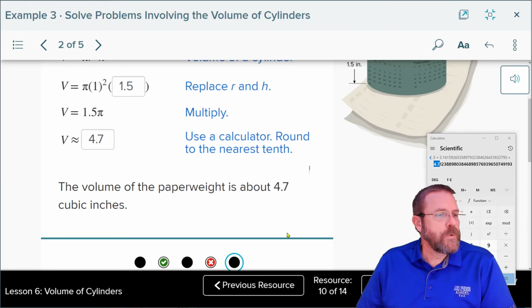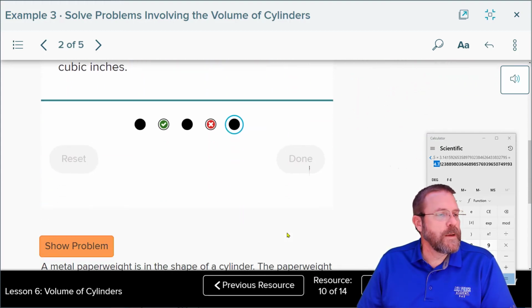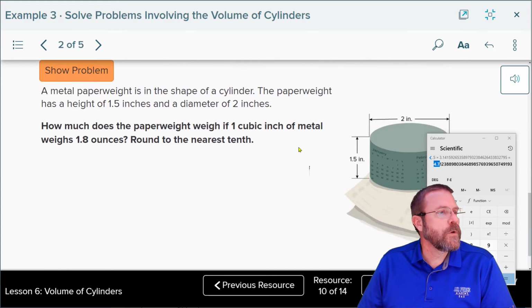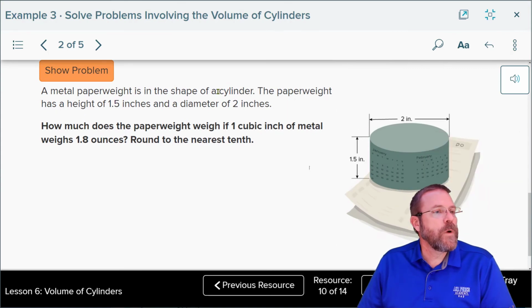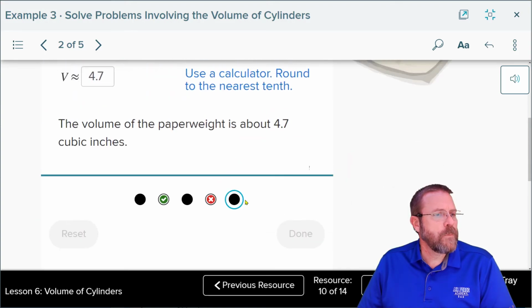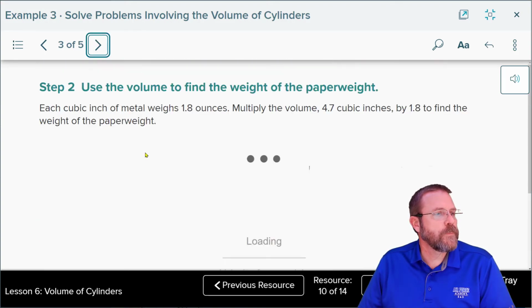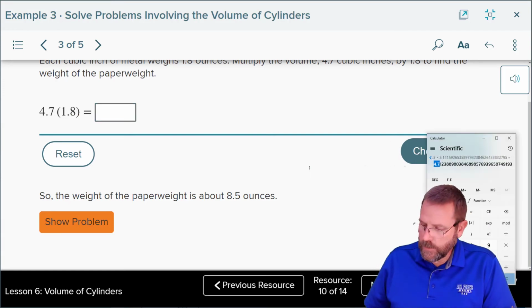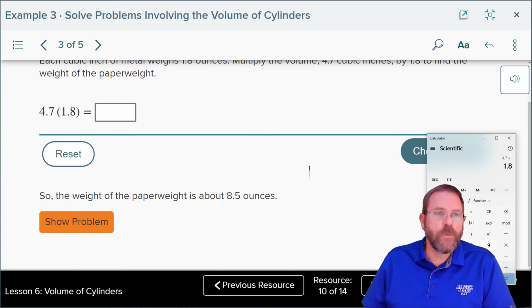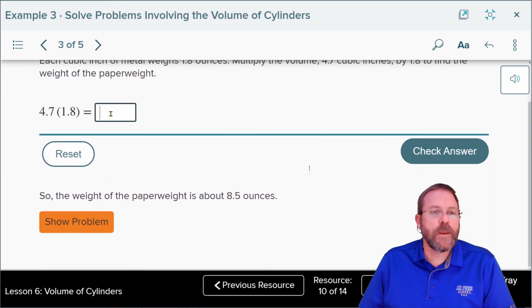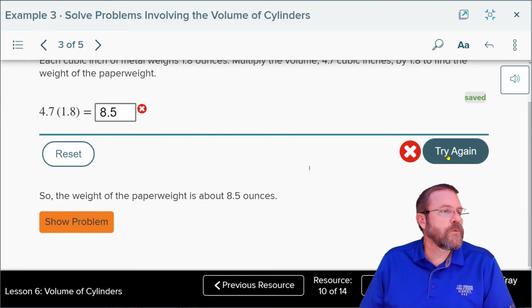The next thing we're going to have to do is find out what the weight of that thing is. So we have the volume equal to that, and scrolling on down, now we can say that the paper weight is going to be... hold on, it won't let me change. But I got to put just one here. There you go. So now we're going to take that 4.7 we found and multiply it times the 1.8 ounces per cubic inch. So I have 4.7 times 1.8, hit enter, and rounded once again to the nearest tenth, that is going to be 8.5 ounces.